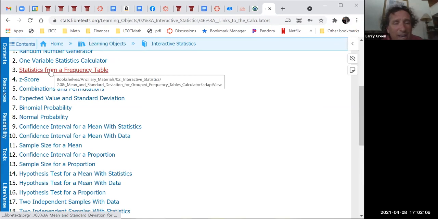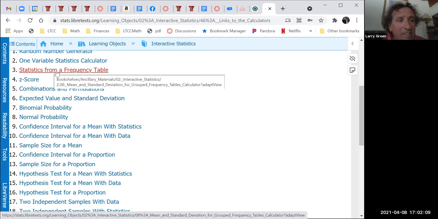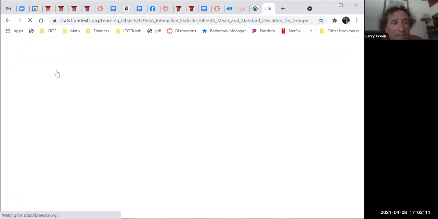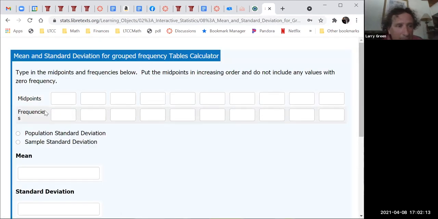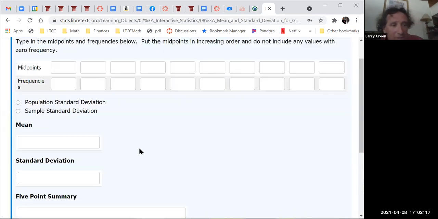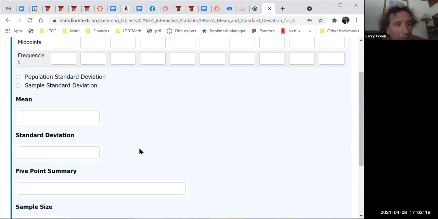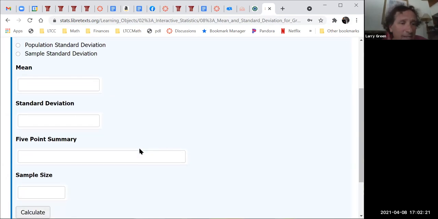I'm not going to do it today, but there's also a frequency table calculator. If you're given the frequency table, then you put in the midpoints and the frequency, and it'll give you all the main things you want: mean, standard deviation, 5-point summary. The 5-point summary is the minimum, Q1, the median, Q3, and the maximum. Those are the 5 numbers of a 5-point summary. Any questions at all?